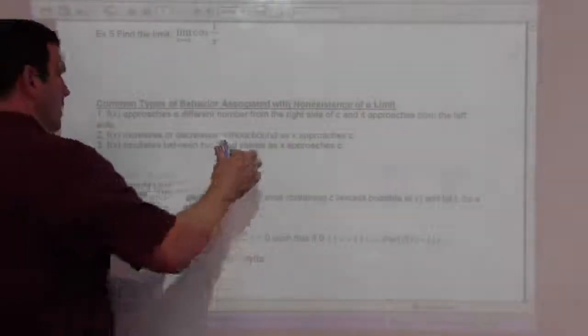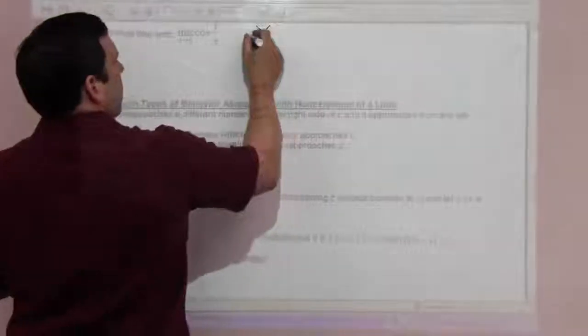Find the limit as x goes to 0 of cosine of 1 over x. So let's do a little table here.